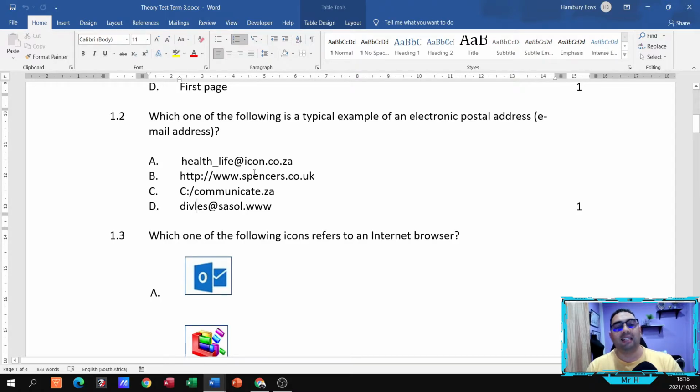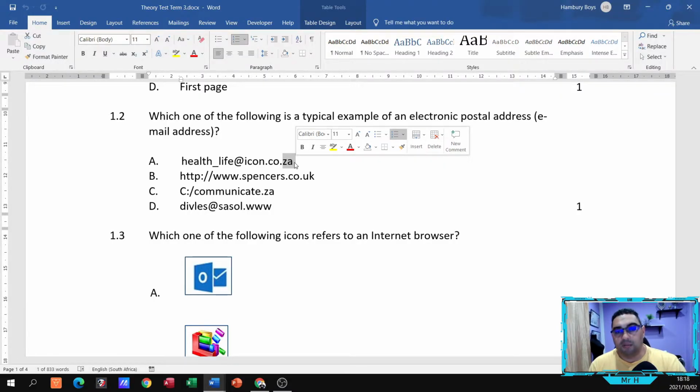But after the @ I need what we call a domain name. A domain name will have the company's name that the username resides at, and it will have what type of company that is. So if we look at the first one, health underscore life, that's the username. Where is that located? It's located at a company called Icon. How do I know it's a company? Because of the next few letters. .co indicates it's a company. .za indicates where this company is located, and it is in South Africa. How do I know that? Because ZA stands for Zuid Africa.